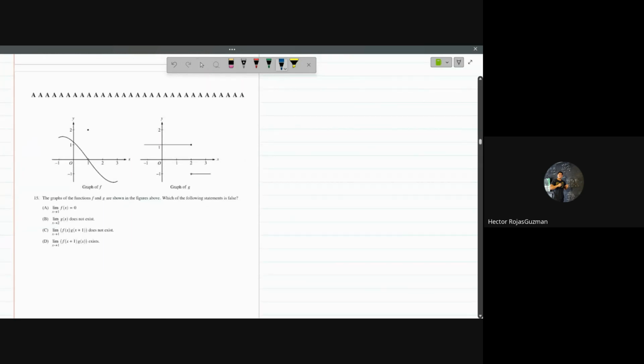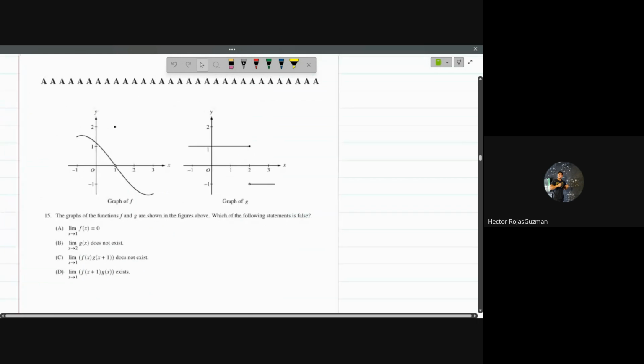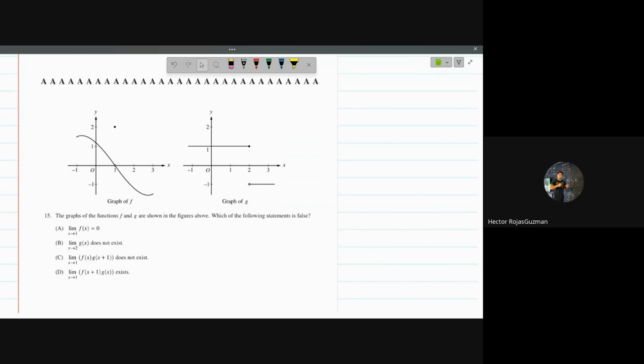The graphs of the functions f and g are shown. Which of the following statements is false? Okay, some of you already asked me about this question, and I told you I'd get back to you, because the first time I did this question, it got me. Okay, which of the following is false?